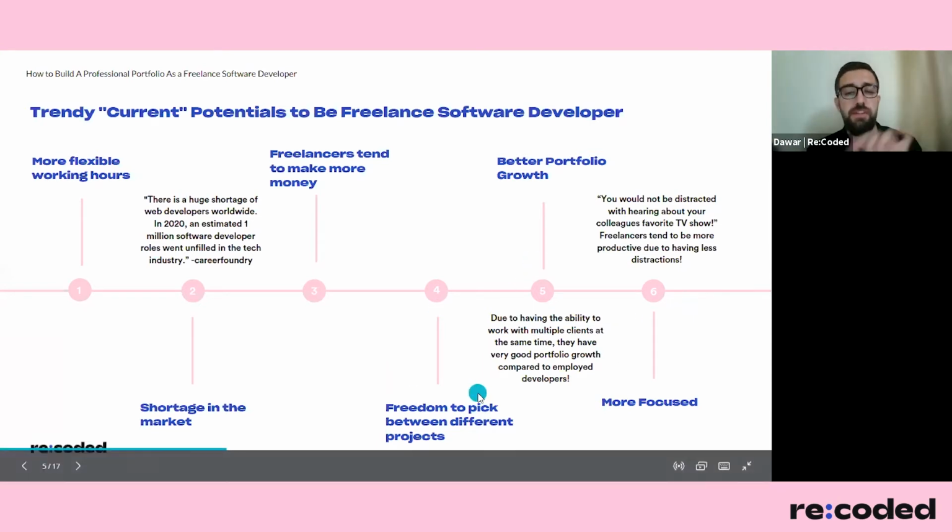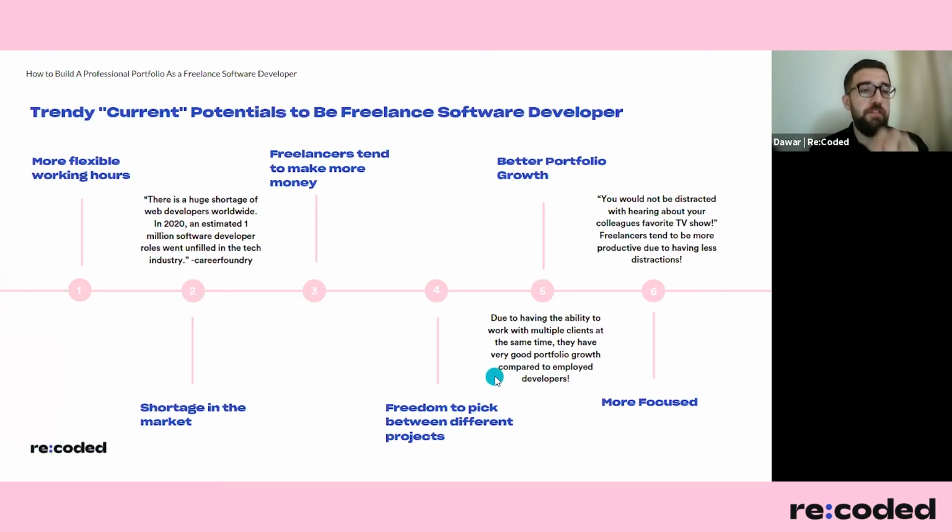So the fourth point is very, very important. As a freelancer, you have ultimate freedom in picking the projects that you want to go for, and that's something very, very valuable. The fifth one is also very, very important, very crucial.